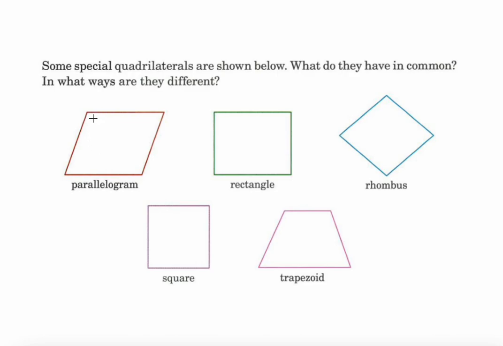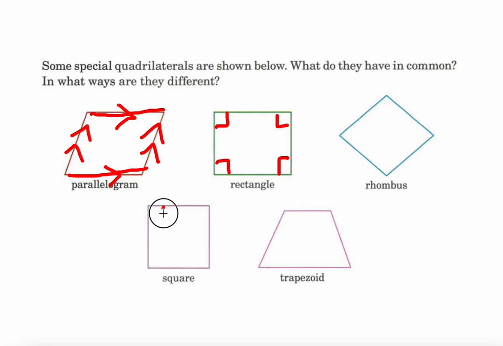So a parallelogram has to have two pairs of opposite sides that are parallel to each other. So the top and the bottom are parallel to each other, and the left and the right are parallel to each other. The rectangle and the square both are composed of all right angles. A four-sided figure can have all right angles, not a triangle though. A square has all equal sides, so I'm going to draw the same symbol there, while the rectangle has opposites that are equal to each other, right?